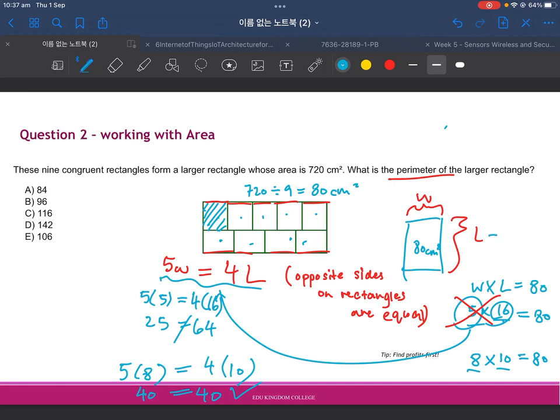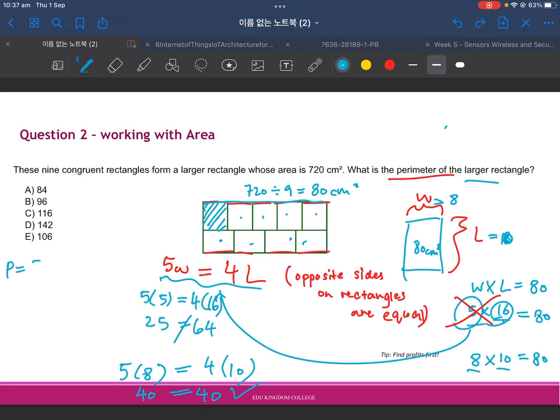Now, if our length is equal to, no, the other way around, length is equal to 10 and width is equal to 8, then our perimeter, therefore, is equal to 10 plus 8 plus 8, which is, actually, it says larger rectangle, doesn't it? Whoops, that's not right. Okay, larger rectangle. Sorry, guys. Larger rectangle, the perimeter equals 5 width plus 4.